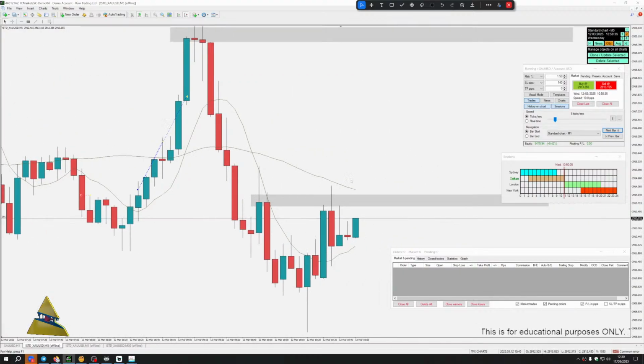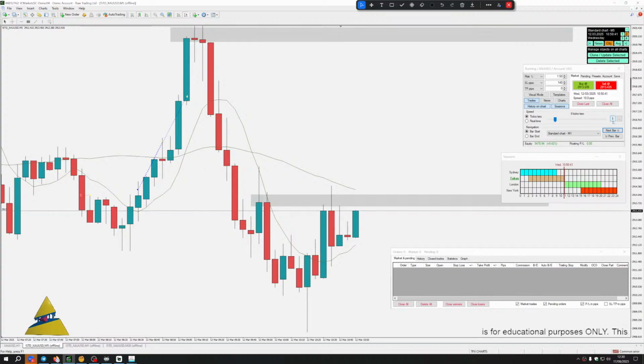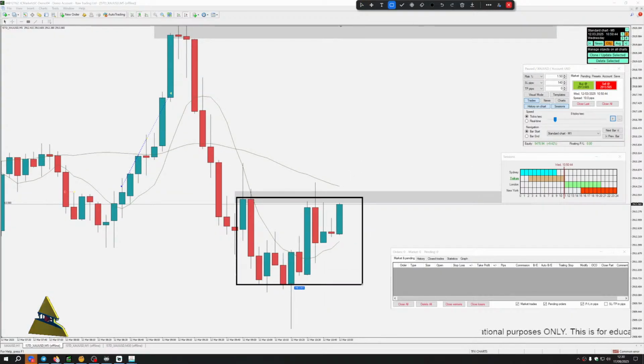Honestly, it does not get any better than this when it comes to reading PA. I'll even consider an impulse entry, guys. I'm going to take an impulse entry because the reason is, the more candlesticks that are printing, the more data that I'm getting. And if we consolidate like this and break above these highs, I don't see any reason as to why price cannot go up.